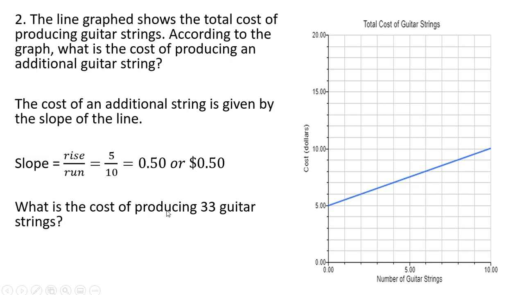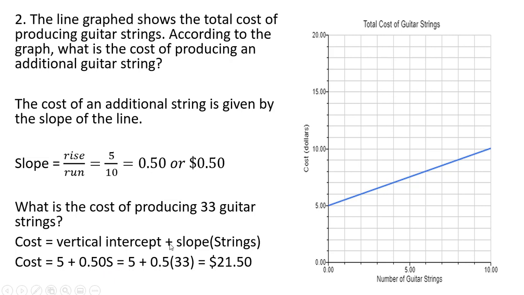What about the cost of producing 33 guitar strings? We're going to need the total cost equation for producing guitar strings. And the total cost will be given by the vertical intercept plus the slope times the number of strings. The vertical intercept is 5. The slope, as we just found, is 0.5. S represents the number of strings. So now we have our total cost equation, and we're going to plug in 33 for the number of strings. And we simplify here, and we get a value of $21.50.